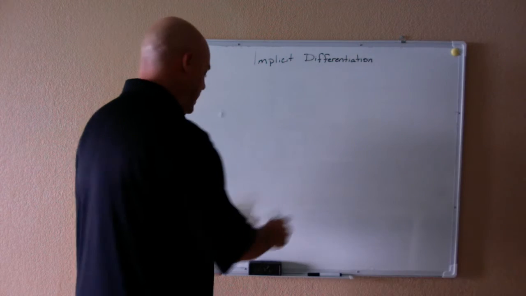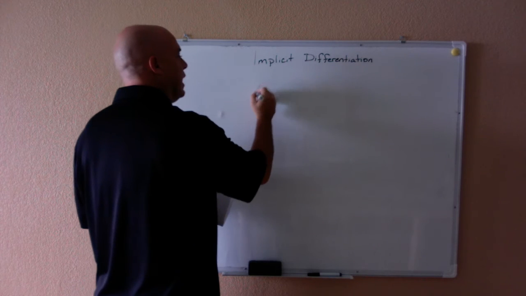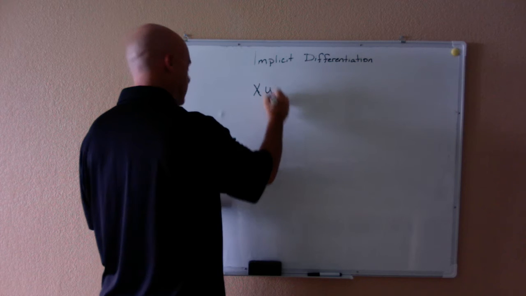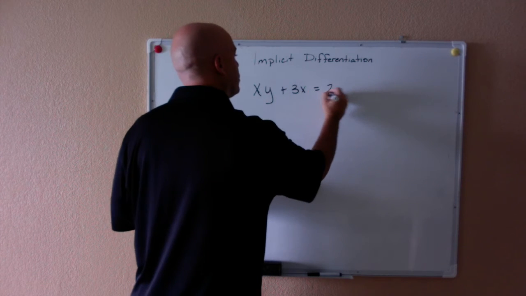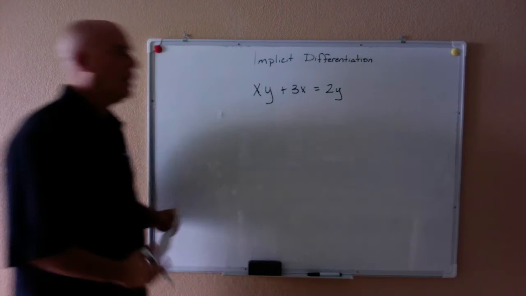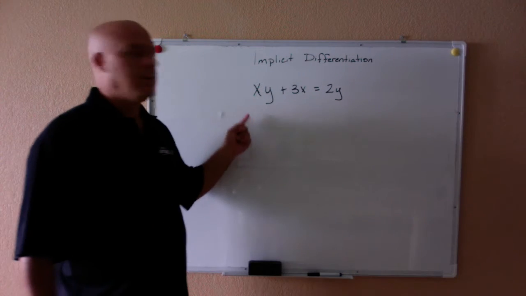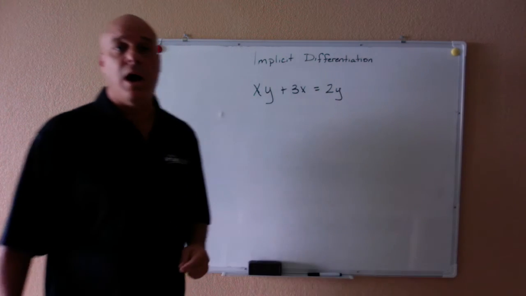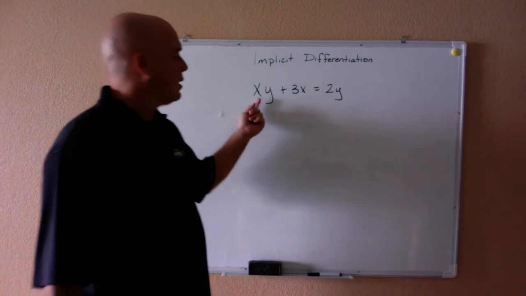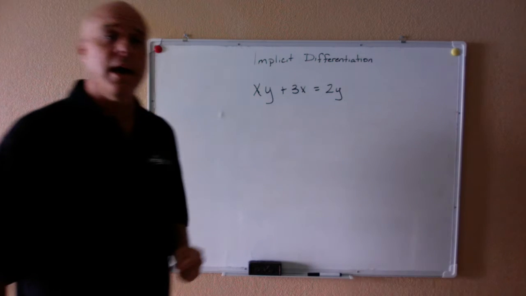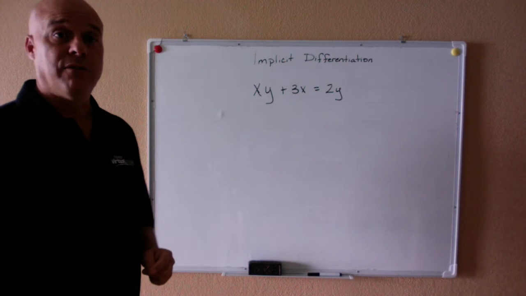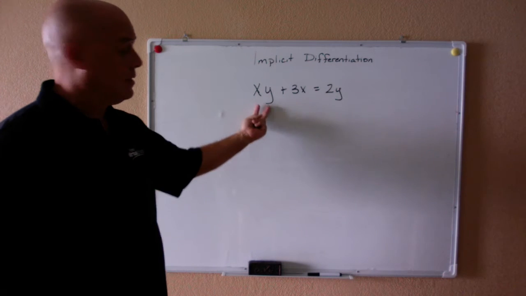So let's say we had the function xy plus 3x equals 2y. Okay? This problem becomes a little bit more complicated because of the xy. I have to treat this like it's a product. I've got the function x multiplied times the function y. So that indicates to me that I'm going to have to use the product rule to differentiate this term right here.